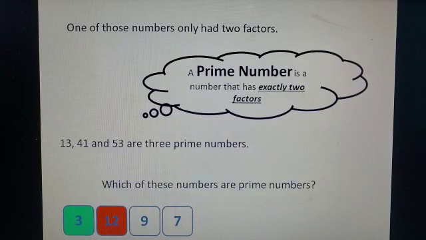Number 9. 1 times 9, but we also know that 9 is in our 3 times table. Again, there's more than 2 factors, so this number is not a prime number.